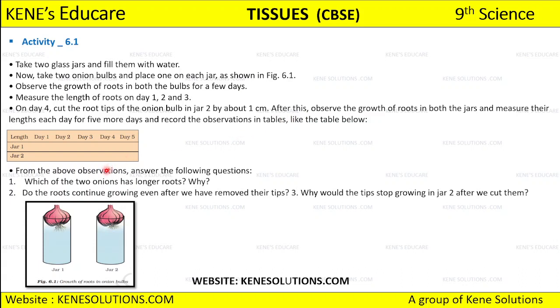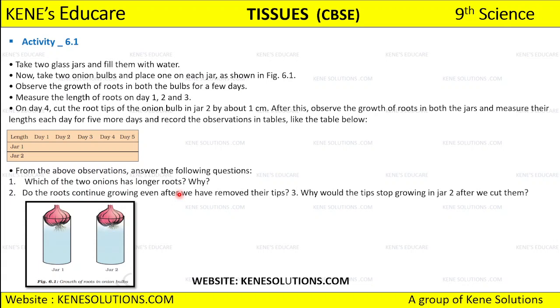So from the above observation answer the following questions. Now for y'all I have already done this. Okay, so let me tell you what happens here. The first question given is, which of the 2 onions has longer roots and why.